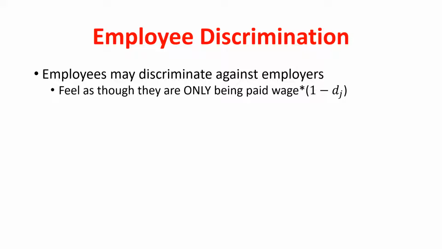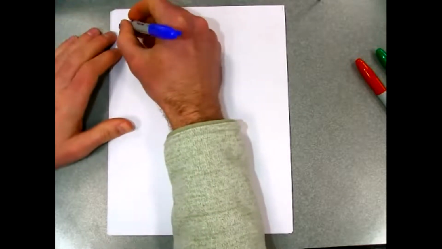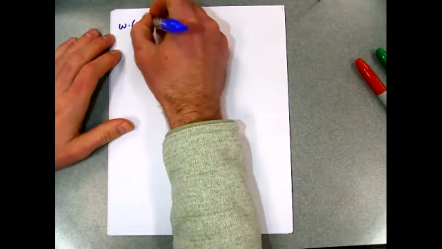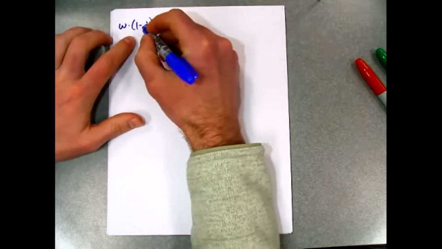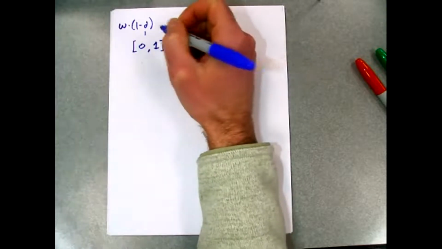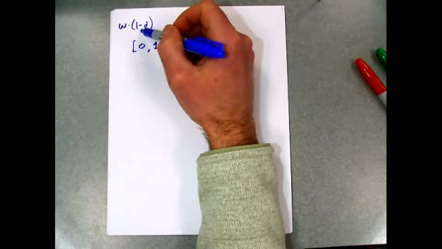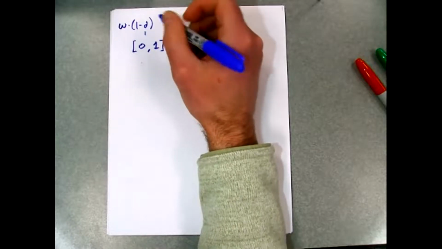So let's think about this as they don't feel like they're getting their whole wage; they feel like they're getting paid a little bit less, right? You could also model this a little bit differently. You could think about the wage that they feel like they're getting as their wage minus D times the wage, where D is somewhere between 0 and 1. So it's almost like the percent of their wage they don't feel like they're realizing because they're discriminatory. They have to bear this additional cost.